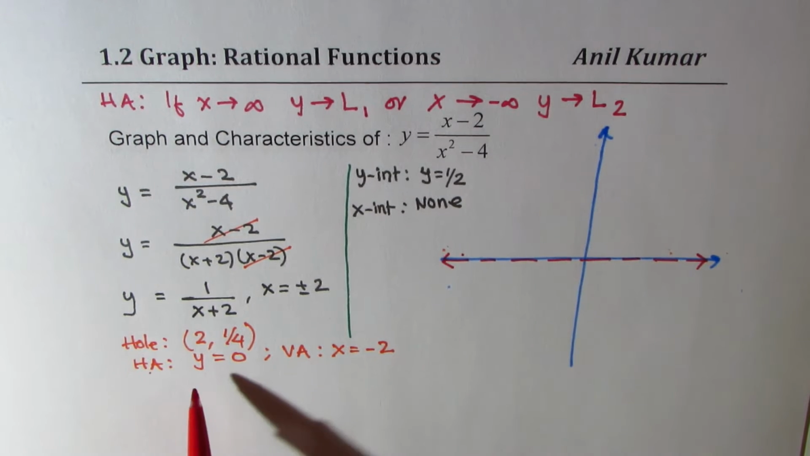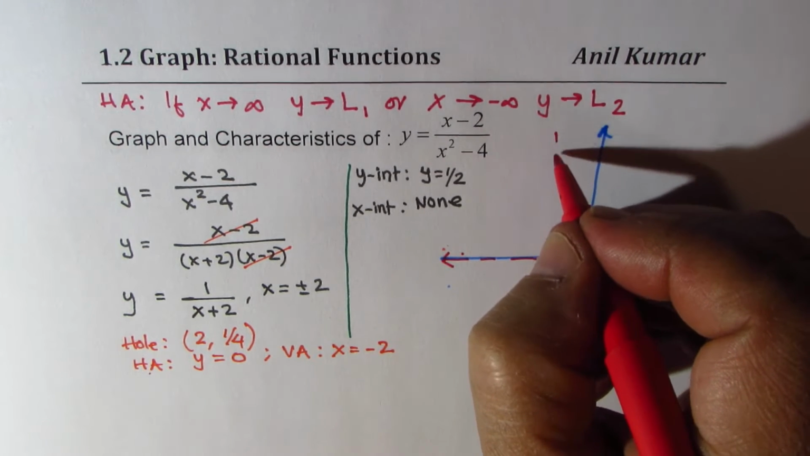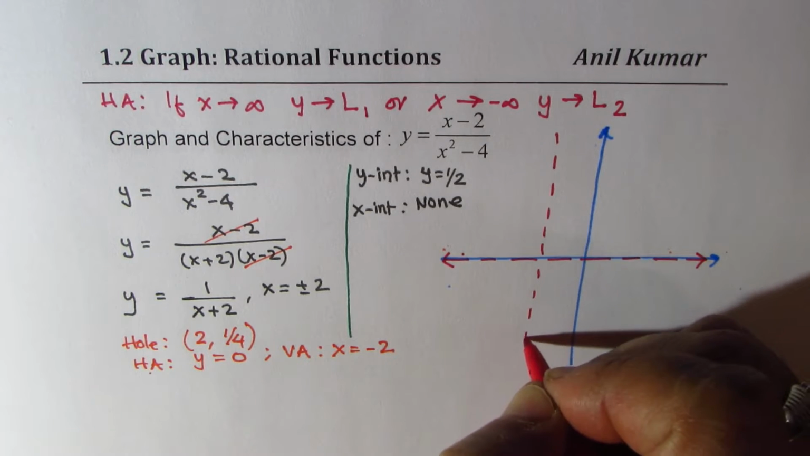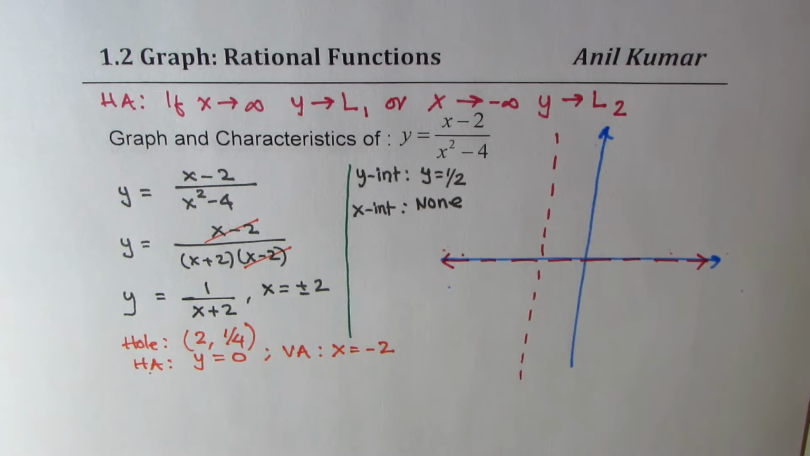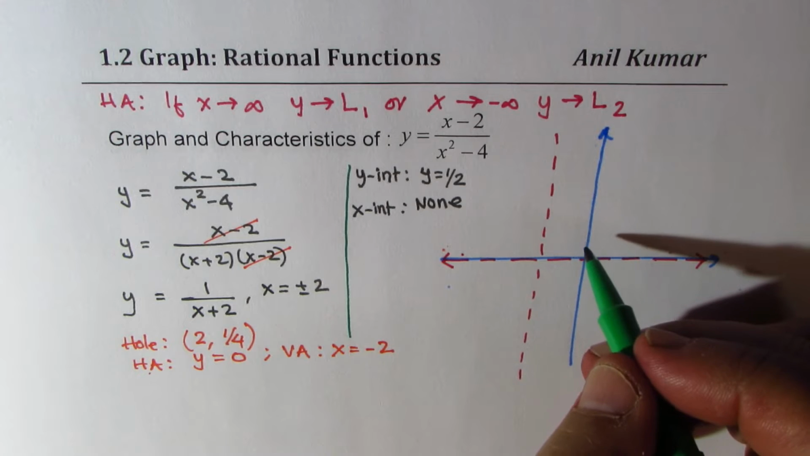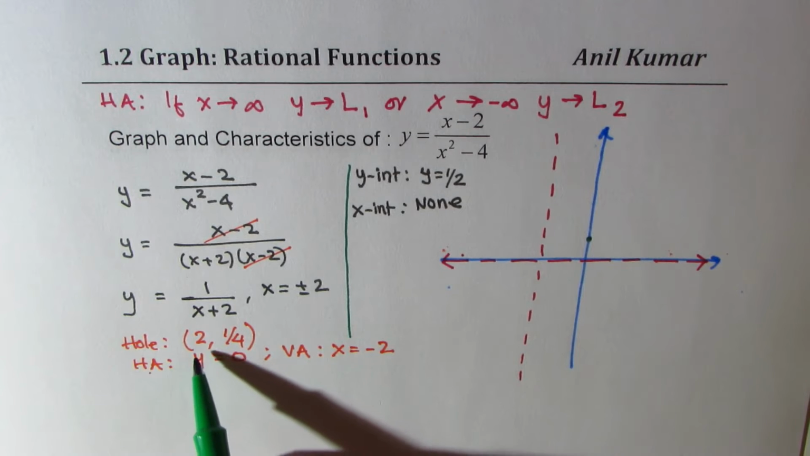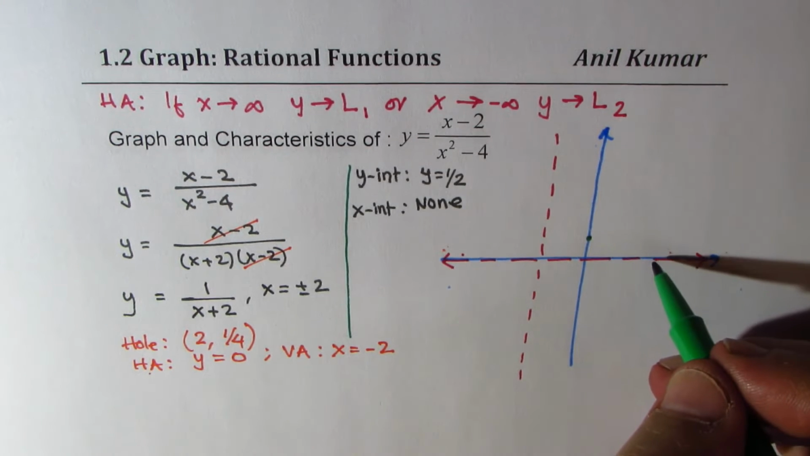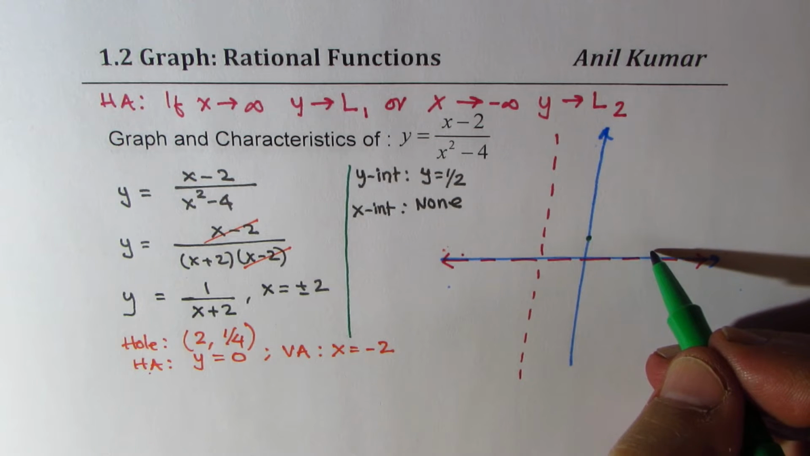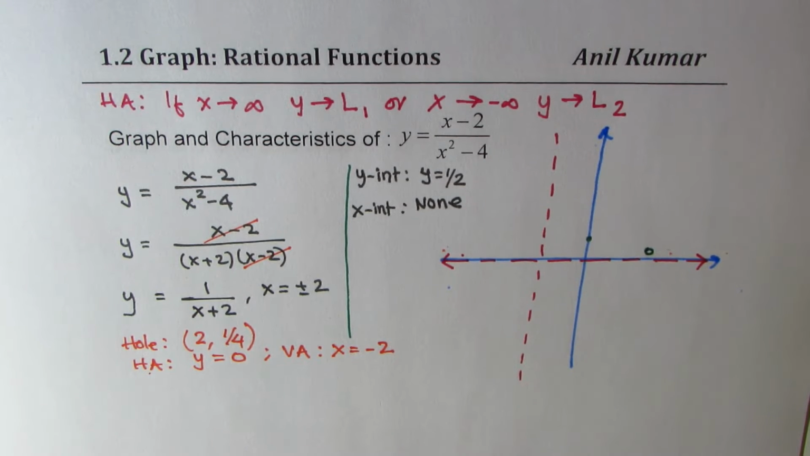Okay, now in this particular case, we know we have a vertical asymptote at minus 2. So let me sketch this vertical asymptote now. So first, you should sketch your asymptotes. That makes things simpler to understand. And now, let's look into the x and y intercepts. So the y-intercept is at half. Let's say this is half for us. That's the y-intercept. We have a hole, which is at 2, 1 over 4. So 2, 1 over 4 will be kind of here, somewhere very close. Perfect.